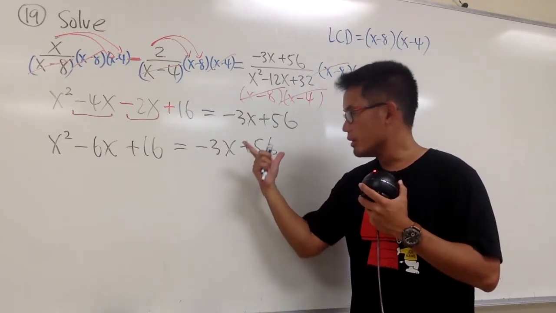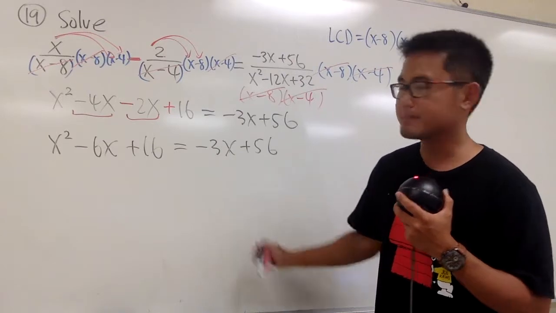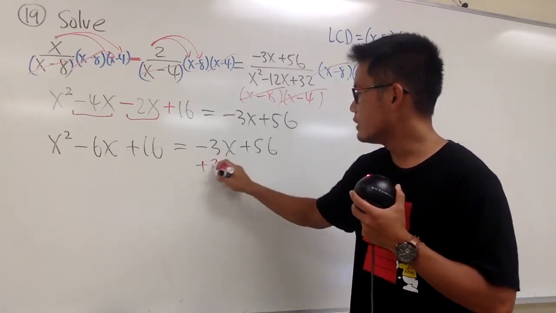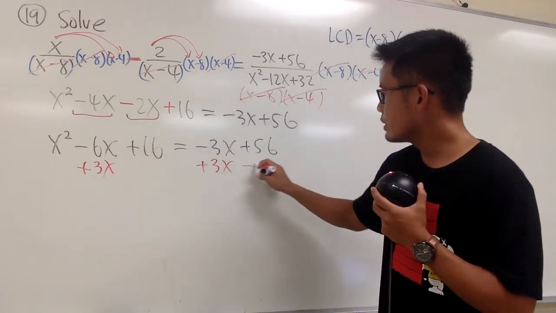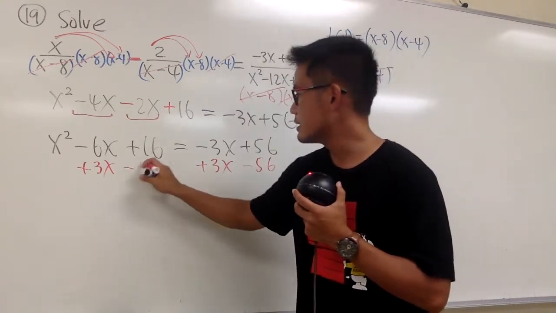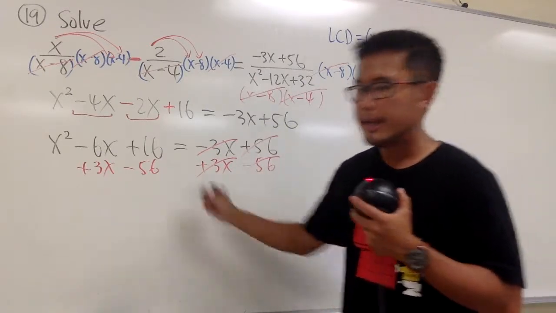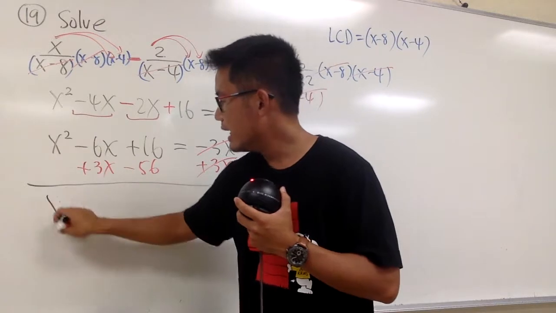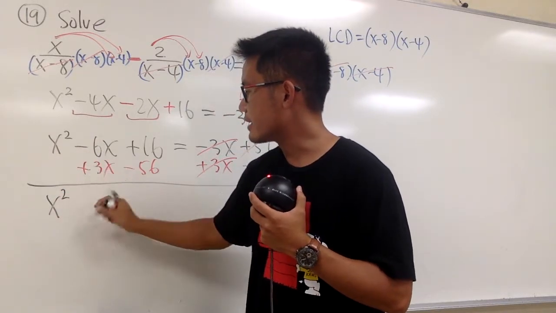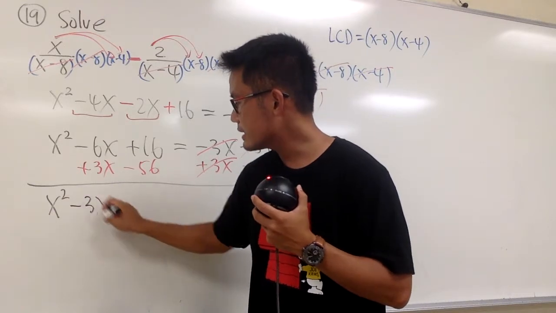And I will move these two terms to the left-hand side, so I can have the 0 on the right-hand side. So let's add the 3x on both sides, right here and right here. And I will subtract 56 on both sides. So you see, this and that will cancel, this and that will cancel. And on the left-hand side now, we will have this, x squared and this and that together, negative 6x plus 3x, that's negative 3x.